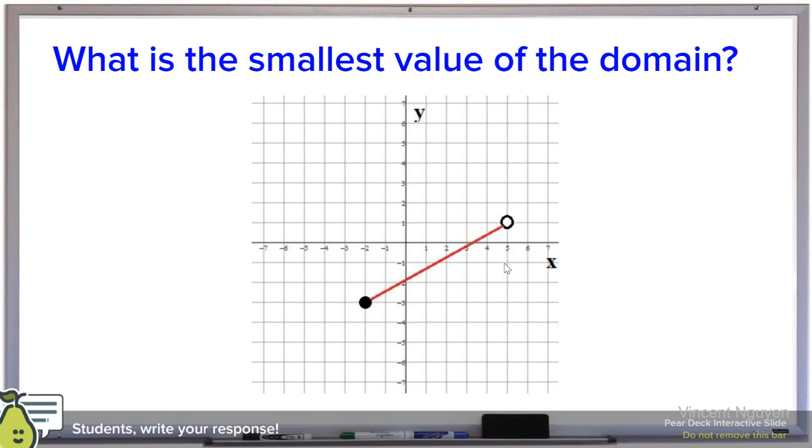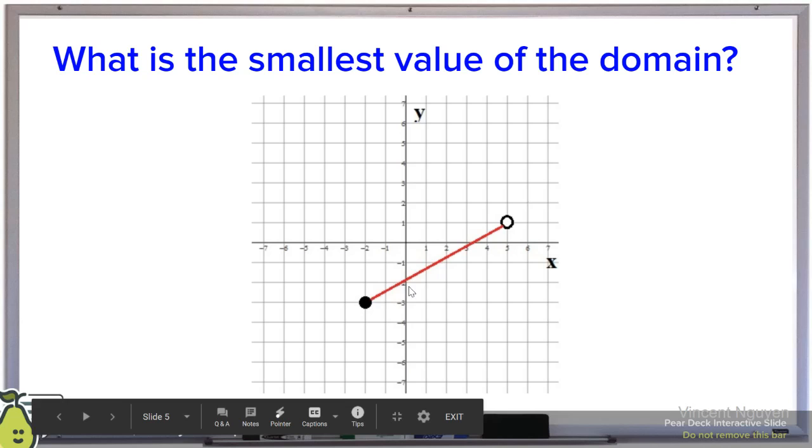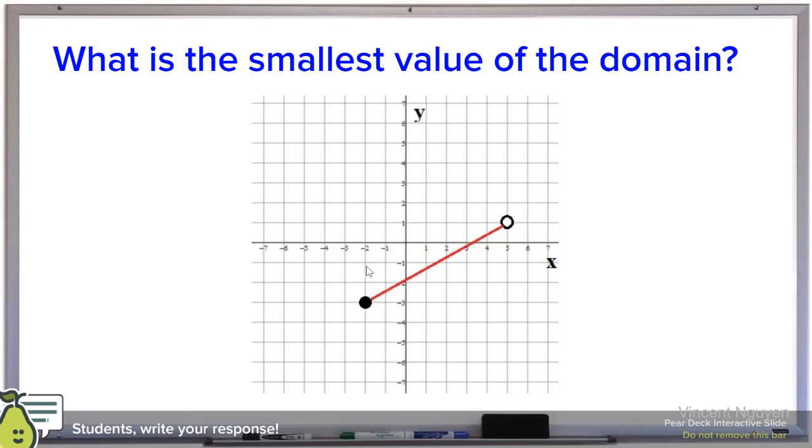To read the domain on a graph, you must read along the x-axis of the graph, right? So here's our graph. We just have a piece of a line, a line segment. And if I'm reading on the x-axis, it looks to me like it starts on the left at -2. And I have a closed circle, so I am going to include that -2. So your response should have been -2 would be the smallest value in this domain, okay?